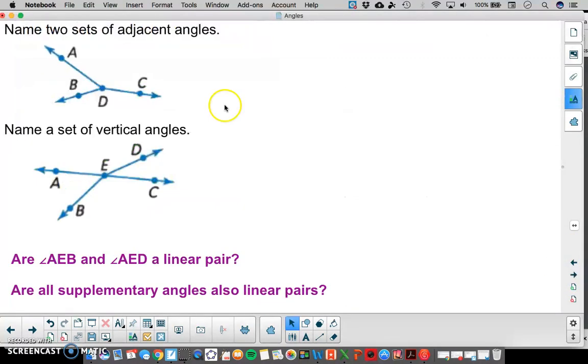Next, we're going to take a look at a couple of examples here. We're going to name two sets of adjacent angles from this diagram here. Point D is that vertex point here, and then points A, B, and C are on each of the rays. From this diagram, I want you to name a set of vertical angles. And then I also want you to answer these two questions. Are angle AEB and AED a linear pair? So from this diagram, do those angles form a linear pair? And would all supplementary angles also be linear pairs?